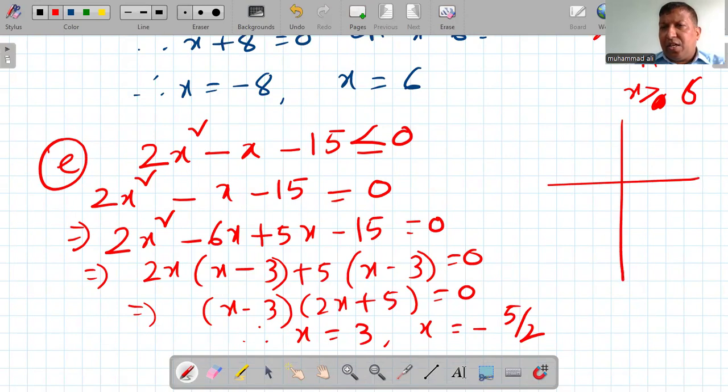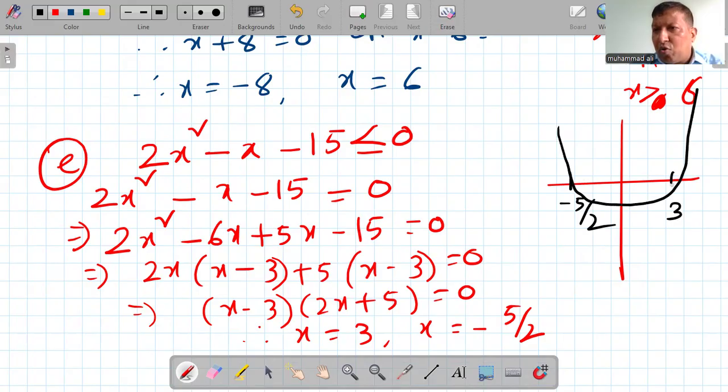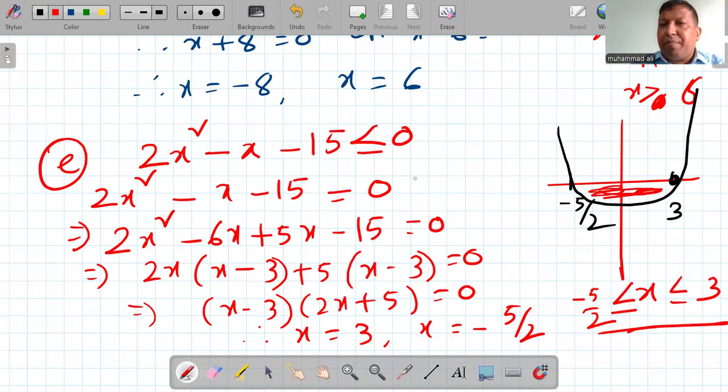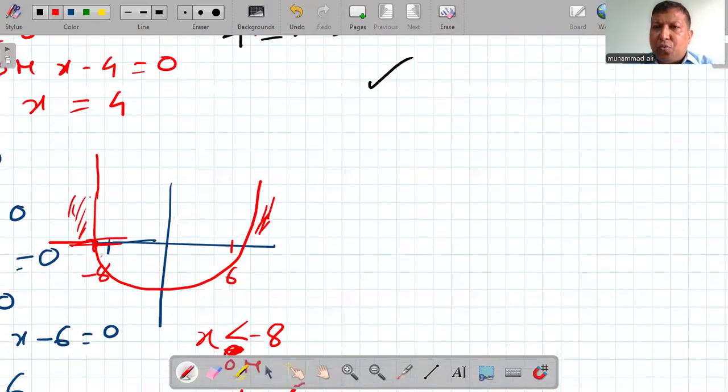So if we sketch this curve, it will pass through minus 5 by 2 and 3. Obviously, the curve is U-shaped because here the x squared coefficient is positive. Now, what do we want? Where the curve is less than 0, that is this part. So we have to write x greater than or equal to minus 5 by 2 and less than or equal to 3. Within this interval, the curve is less than 0 or negative.